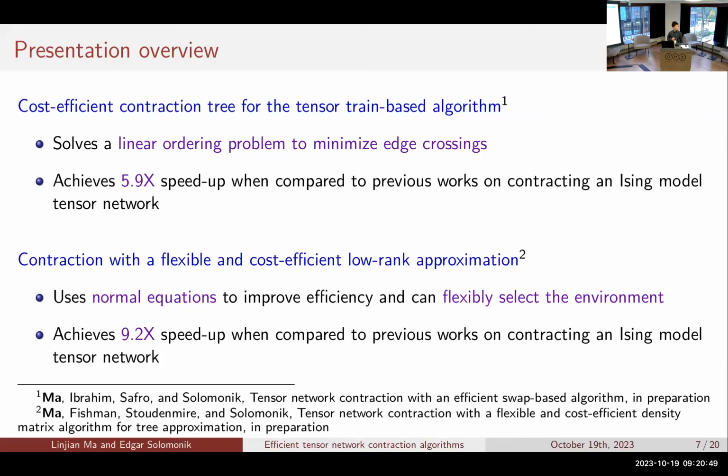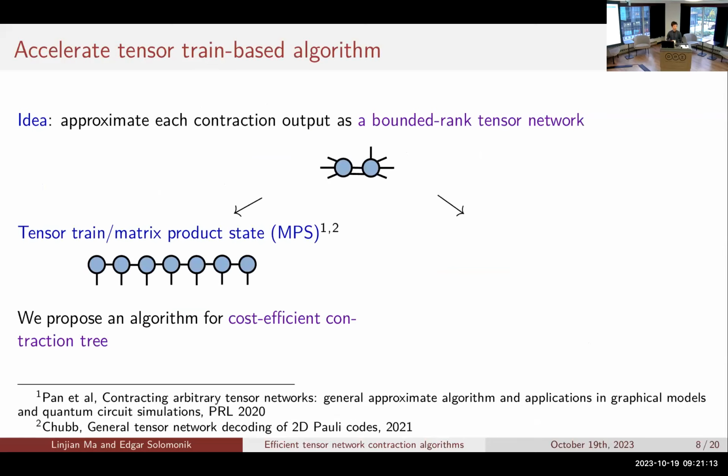In the other work, we introduced an algorithm with a flexible and cost-efficient low-rank approximation. Previous algorithms use orthogonalization, which contains a sequence of QR factorizations, to perform low-rank approximation. And in this algorithm, we use normal equations, and we will show that it is much more efficient. So next, I'll talk about our algorithm to accelerate tensor-train-based approximation.